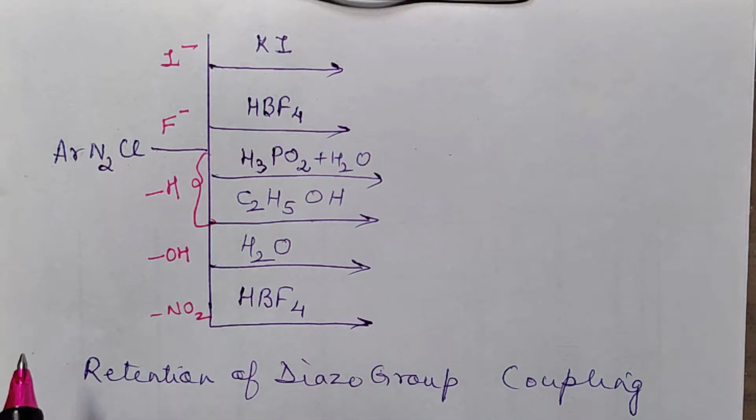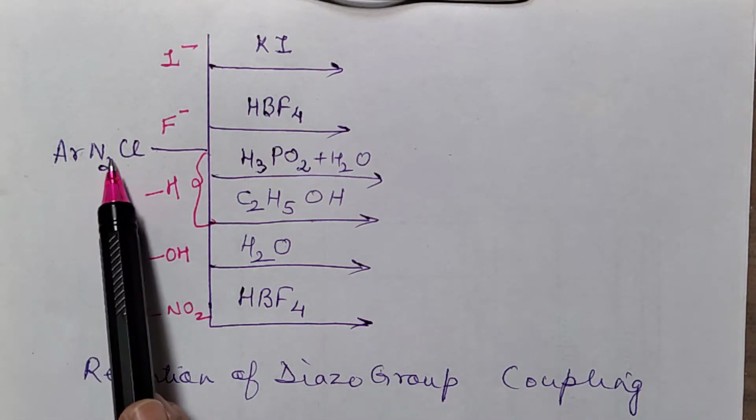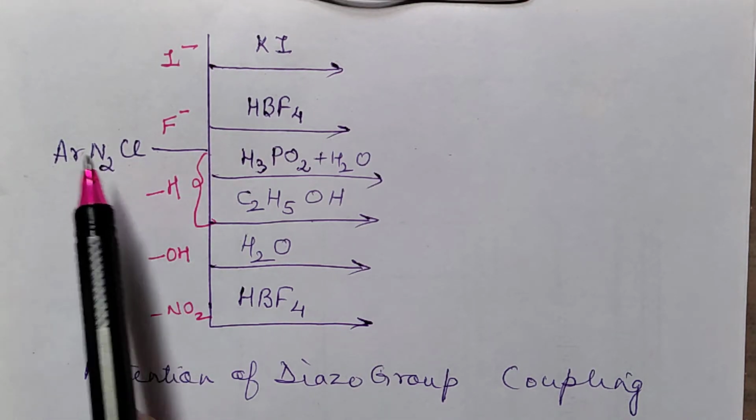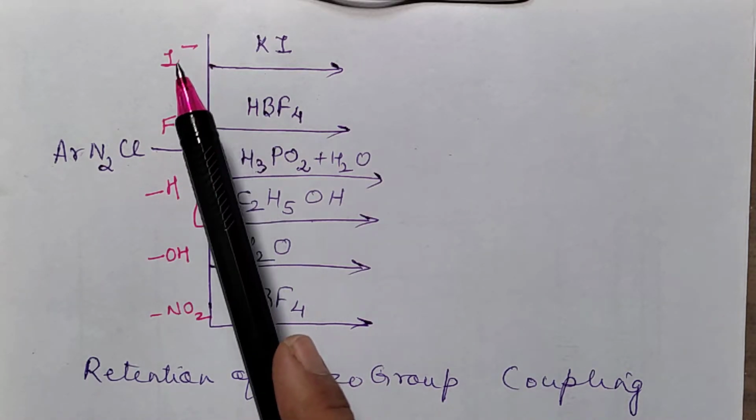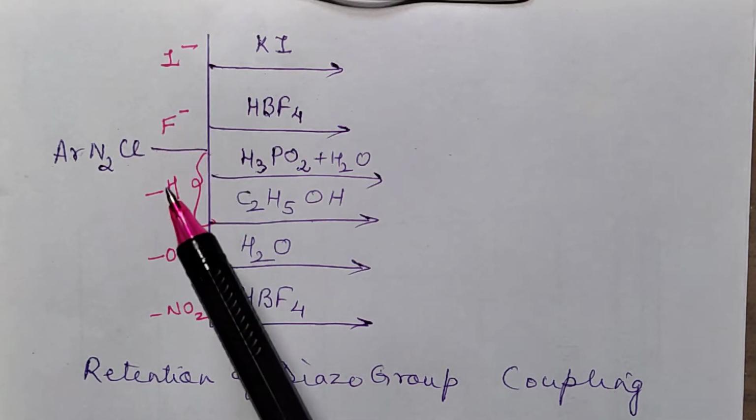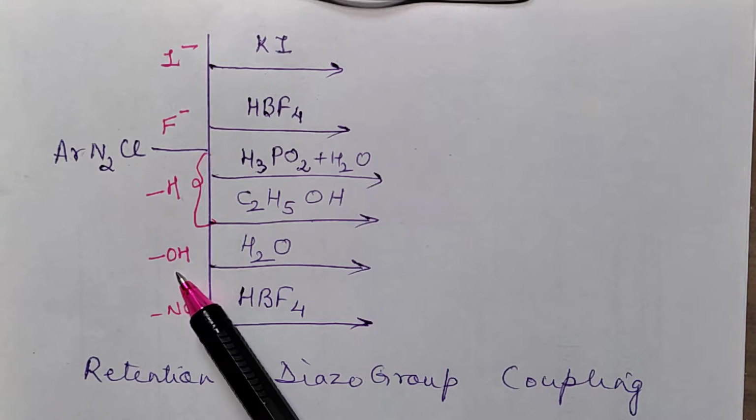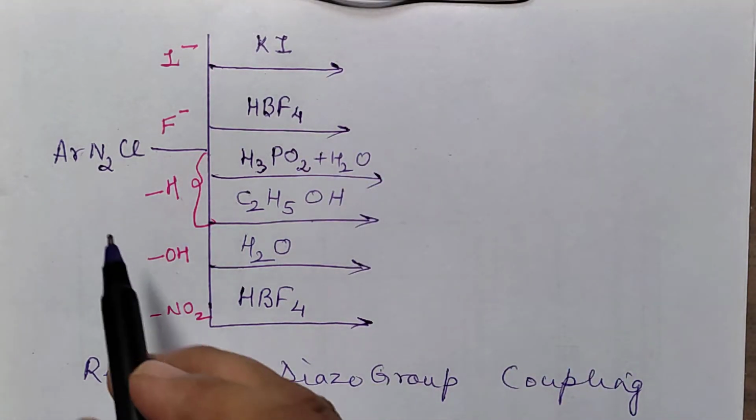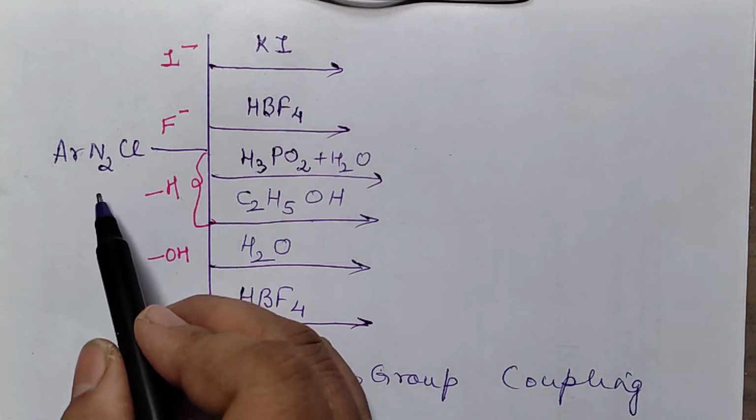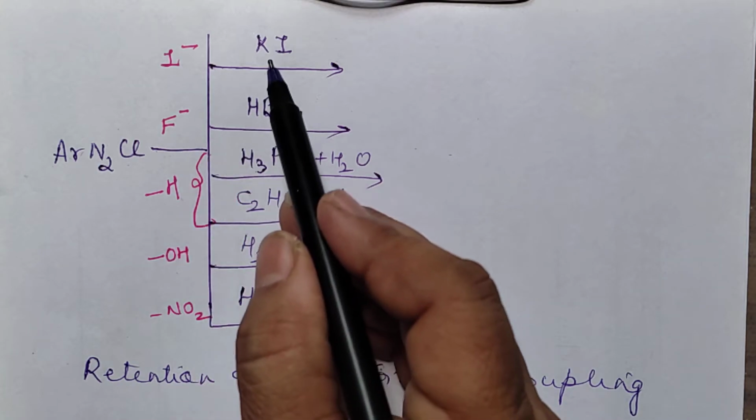So what all have we discussed: you can replace this whole diazo part either by chloride, bromide, cyanide, which I told you previously, or with iodide, fluoride, H, OH and nitro. These three are a little different, which I'll be discussing. The first one, say, this part you are making react with KI.